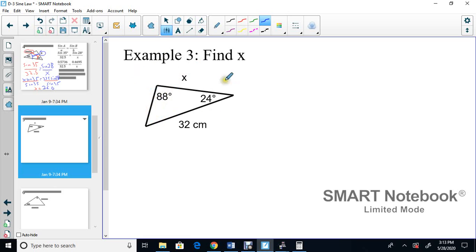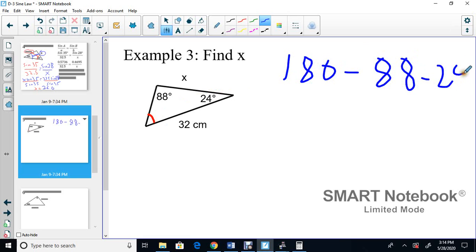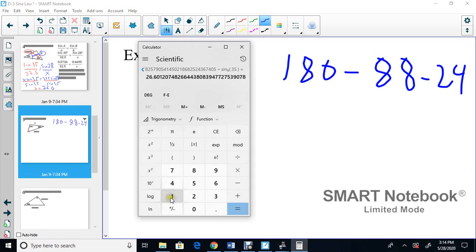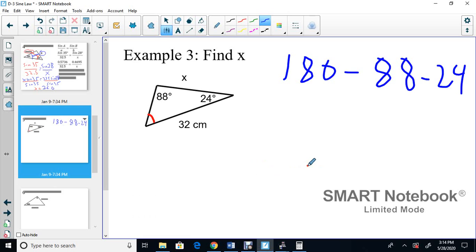So for this one, it's a little different than the other one. You have to figure out what this angle is. Well, how do you do that? Well, all angles add up to 180, so it's 180 minus 88 minus 24. If we pull our calculator out, 180, subtract 88, subtract 24, that's 68 degrees. So that angle is 68 degrees.